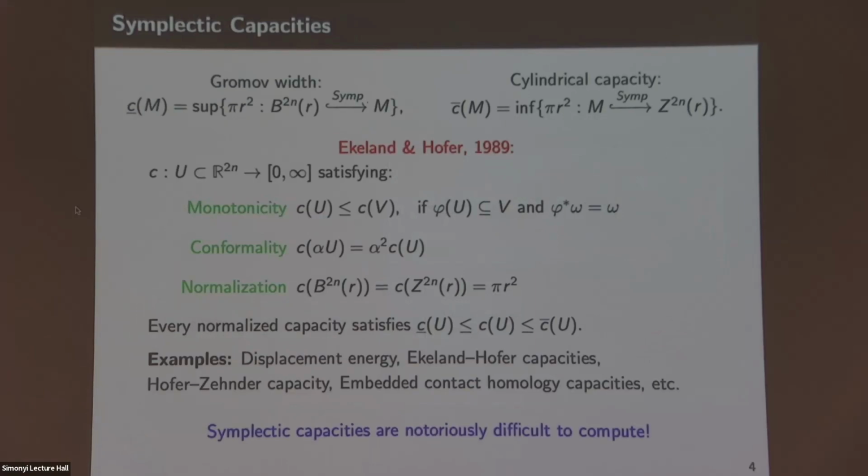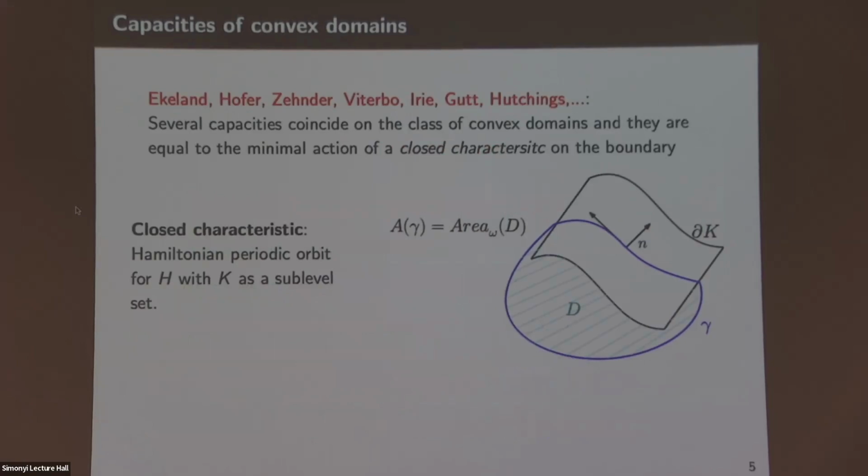Okay, so we know what symplectic capacities are, and now we turn to a specific case: when we restrict ourselves to the R^2n case and to convex subsets of R^2n. It turns out that this case is special because many of the capacities are known to be equal here. Moreover, they are equal to the minimal action over all closed characteristics on the boundary. So what do these words mean?